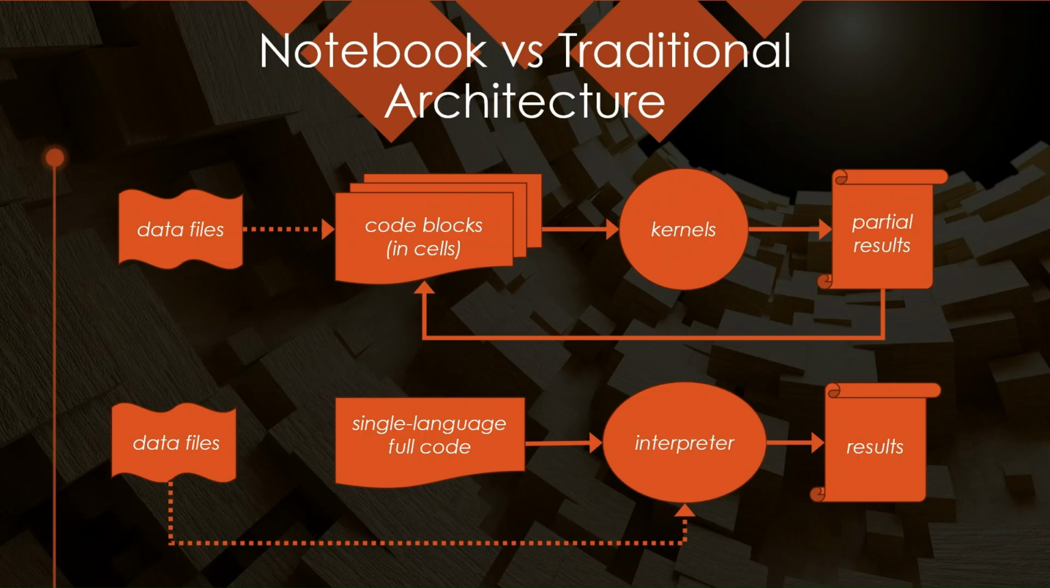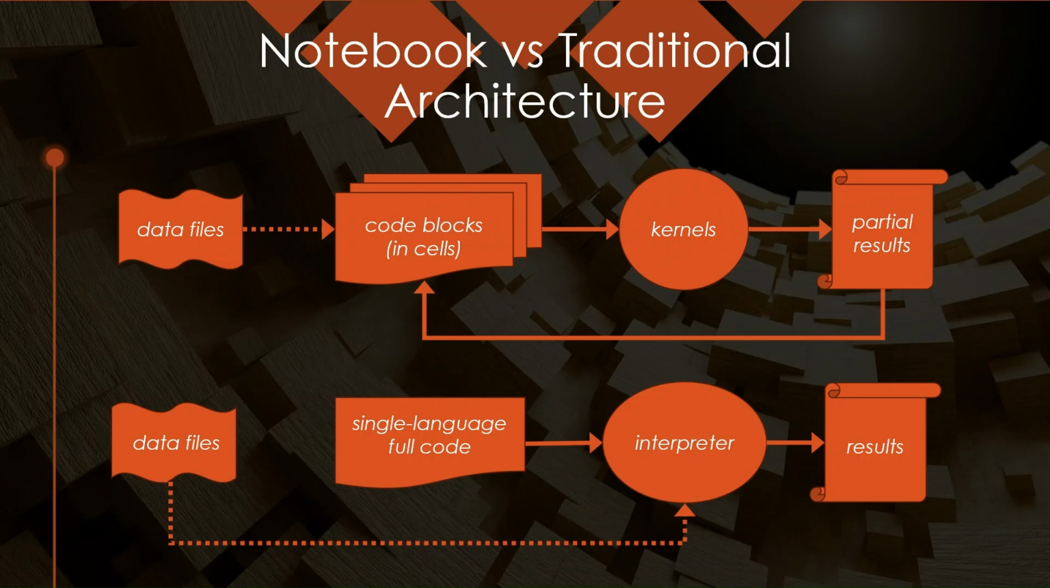Notebook versus traditional architecture. Look on top. On top, we have the notebook architecture. Right below, that's a traditional monolith architecture. And where is the difference? Look, they both may use, let's say in this case, data files. In data analytics or in data science, definitely you need some data files or database access and so on. That's on the left side.